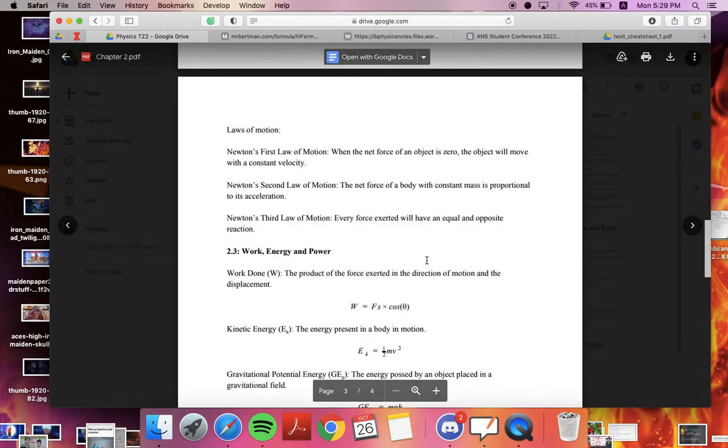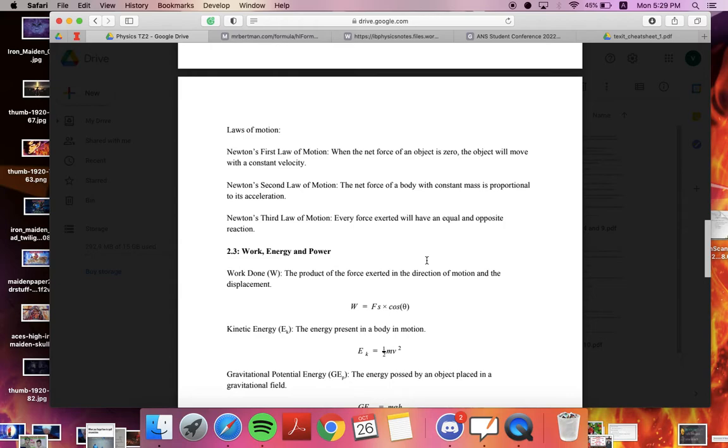Okay, so the laws of motion. There are three laws of motion, Newton's three laws of motion. The first law of motion is when the net force of an object is zero, when the sum of all the forces on an object is zero, the object will move with a constant velocity. Note, constant velocity also means zero velocity, so it can stay completely still as well. So that's your first law of motion.